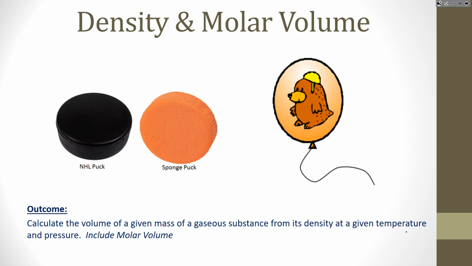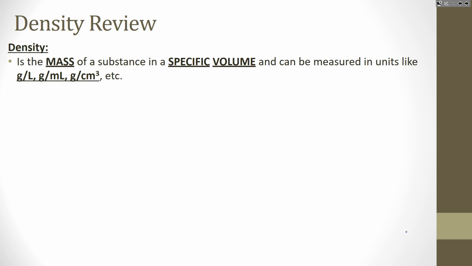So if you think back to what density is, my favorite analogy for density is this: an NHL puck versus a sponge puck. So a real hockey puck versus a sponge hockey puck. They're both the same size, the same shape, they have the same volume, but one is much heavier than the other, and that's because of density. Density is simply the amount of stuff you have in a certain amount of space. So when we're talking about a sponge puck versus a regular puck, there's a lot less matter in the same volume in the sponge puck than there is in the regular puck.